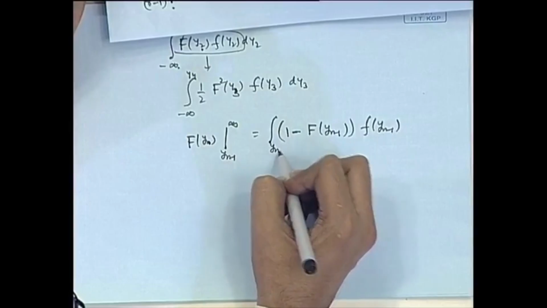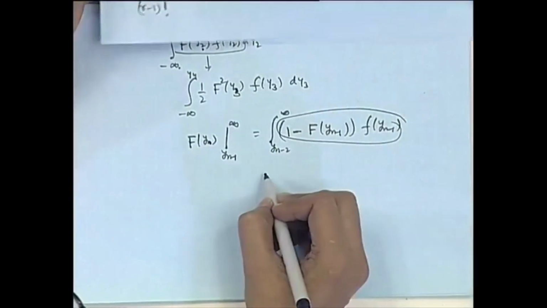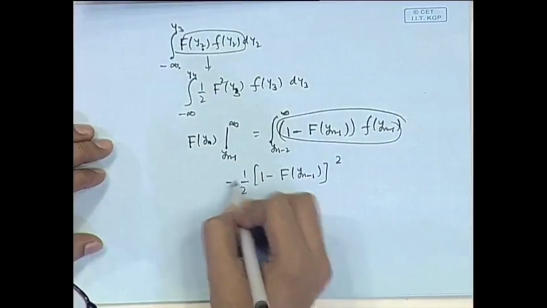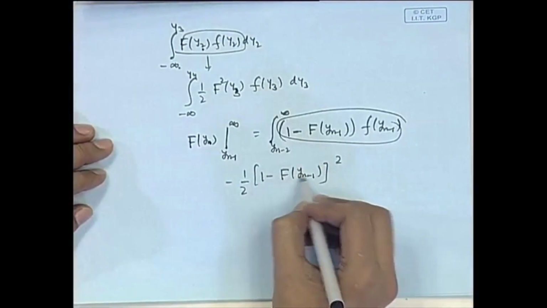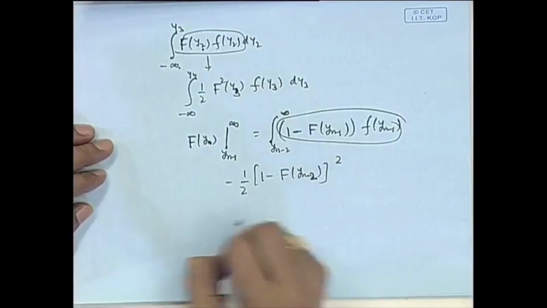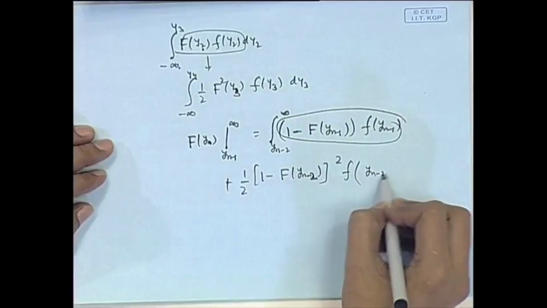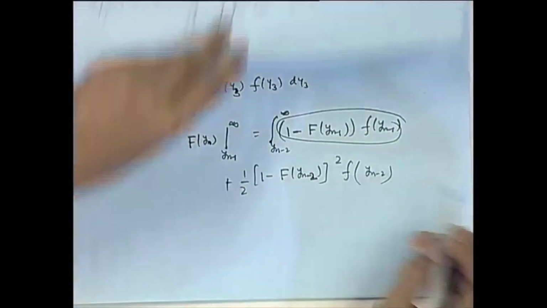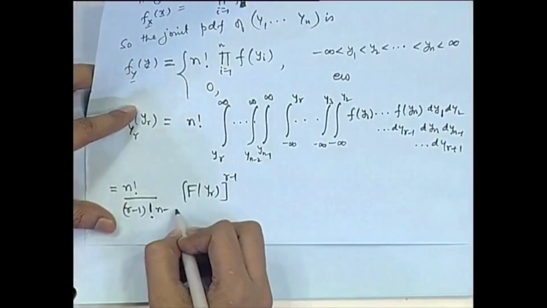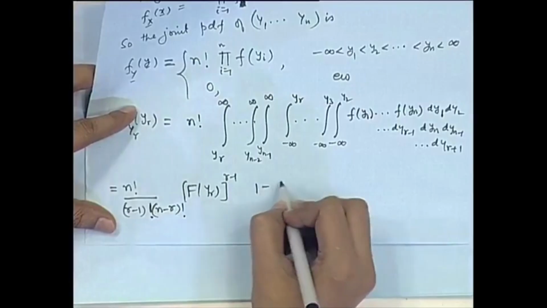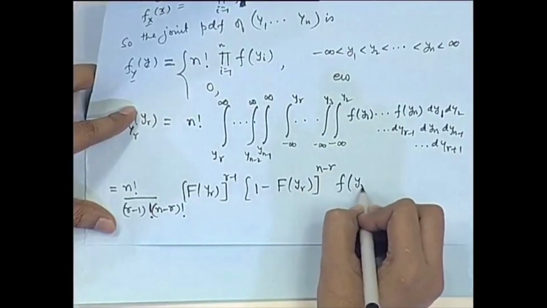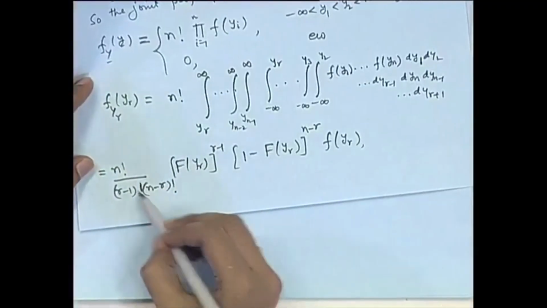This we are integrating from y n minus 2 to infinity. Again we notice that the integral will be 1 minus F of y n minus 1 whole square by 2 with a minus sign. So, at infinity this will become 0, and at y n minus 2 this will become this term. So, at the next stage again this will give us the cube divided by 3 into 2. Like that we have to continue up to dy r plus 1. So, this will give us 1 minus F of y r to the power n minus r divided by n minus r factorial, multiplied by f of y r. So, we are able to determine the distribution of the rth order statistic here.